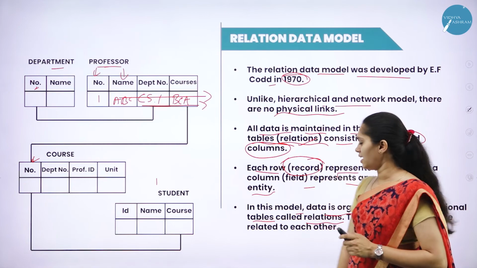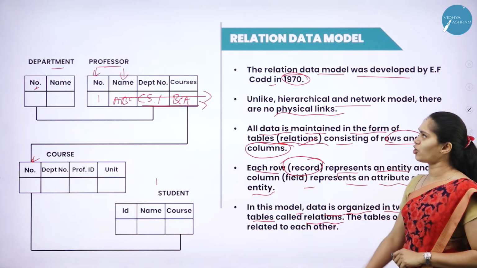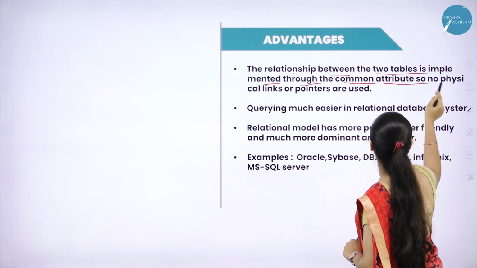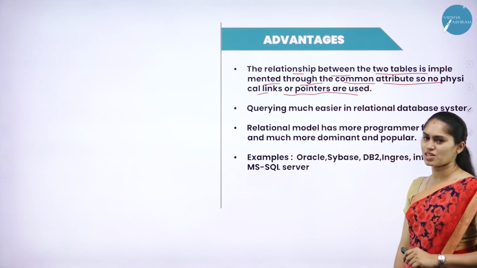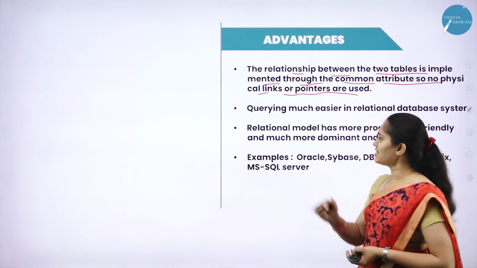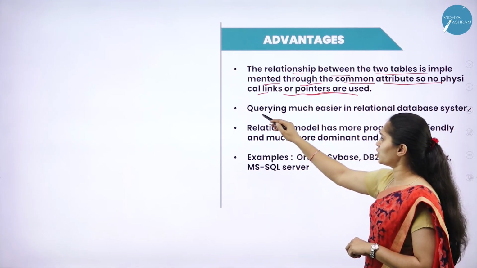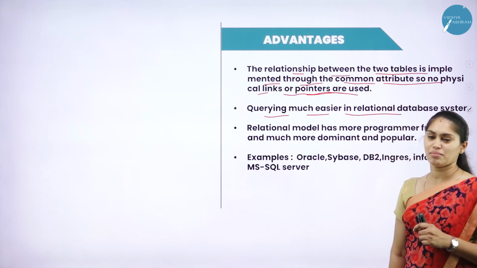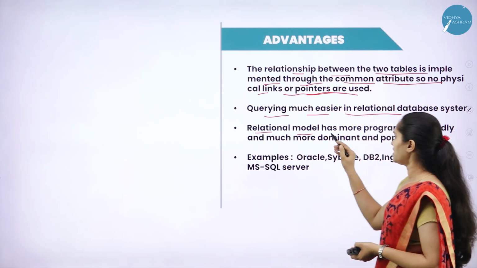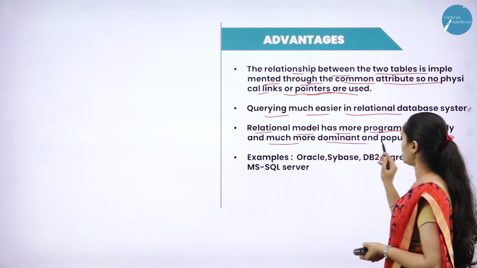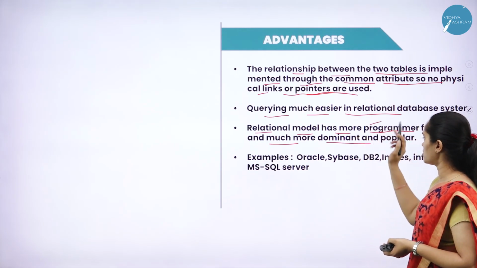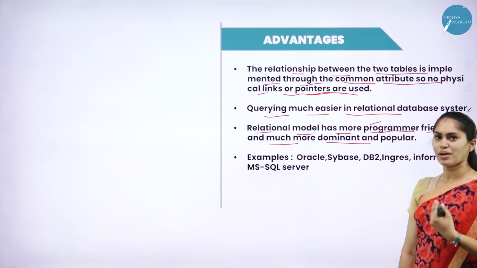creating any physical link. Now we'll see what advantages we can expect out of this relational data model. The relationship between the two tables is implemented through common attributes, so no physical links or pointers are used. We have a common attribute or common field between two entities. Also, querying is much easier in the relational database. Building a query from one entity to another entity is somehow easier. And the relational model is more programmer friendly and much more dominant as well as popular. With no dependency, it is much easier, and it is used more by programmers because it is so friendly.